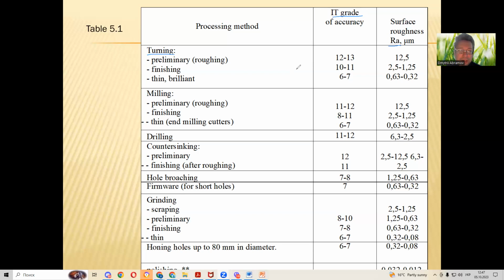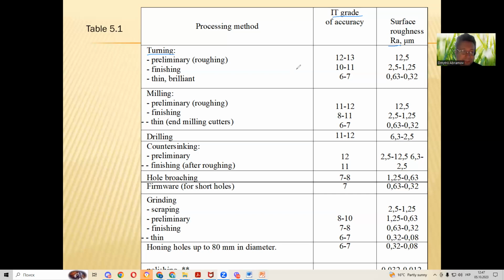For thin or fine turning, IT grade will be from 6 to 7, IT6 or IT7, and surface roughness will be from 0.63 to 0.32 microns.